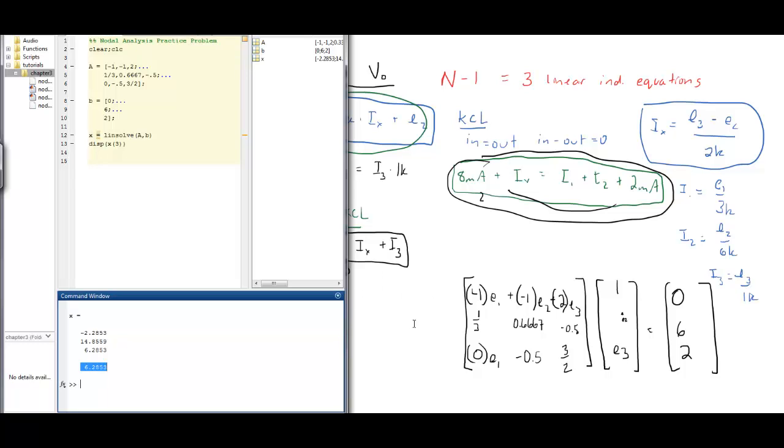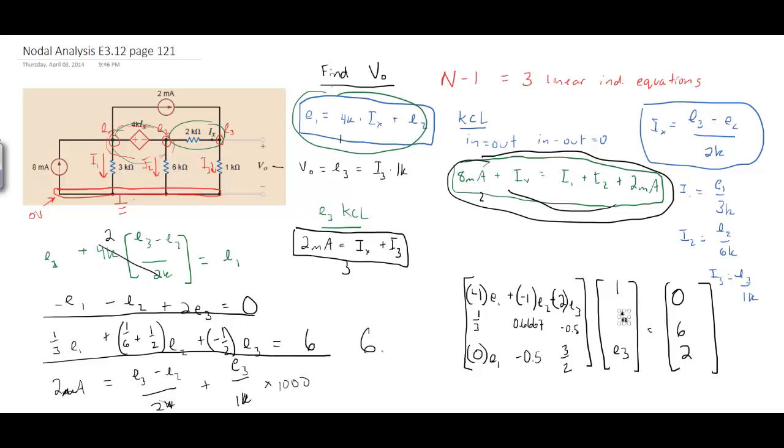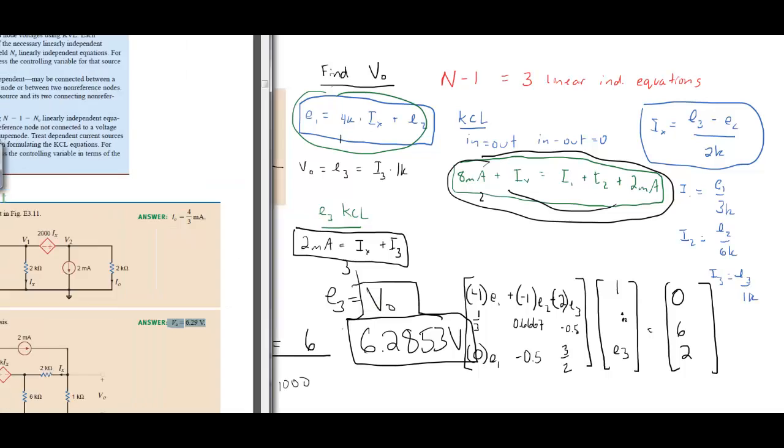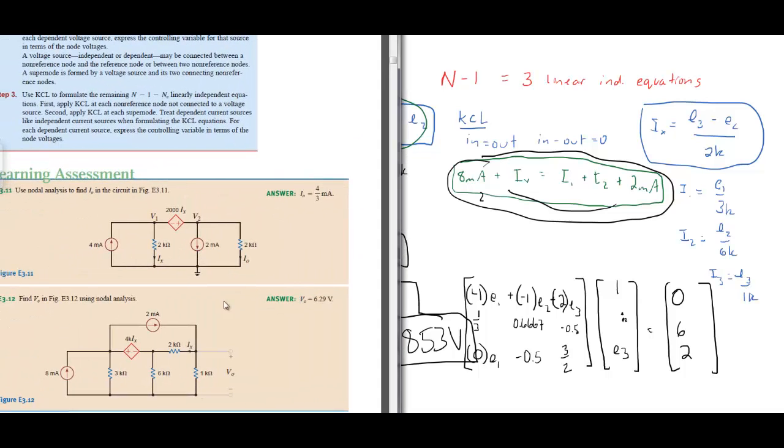6.28. What is that? 5.3, I think it said. Volts is what our E3 is equal to, but we set up here that E3 is actually equal to V out, so we actually get our solution right here. And what's that according to the text? Let's bring that over here. Bam, we see V out equals 6.29. I guess we just ran into 2 sig figs, but you know, we got the solution. There you go.